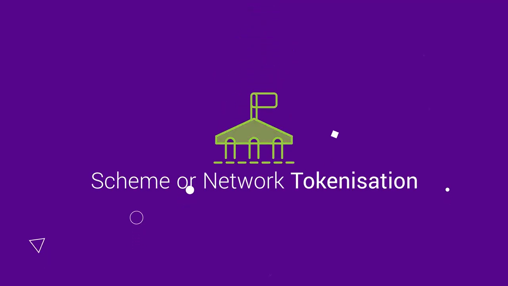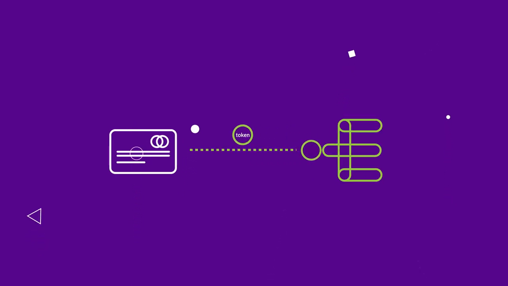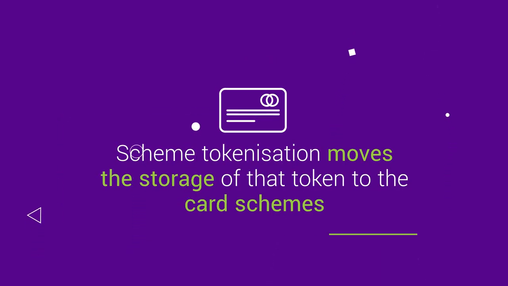Card schemes are now also offering the so-called scheme tokenization or network tokenization. Traditionally, when a card is tokenized, that token would be stored by the payment gateway. Scheme tokenization moves the storage of that token from the payment service provider to the card schemes.